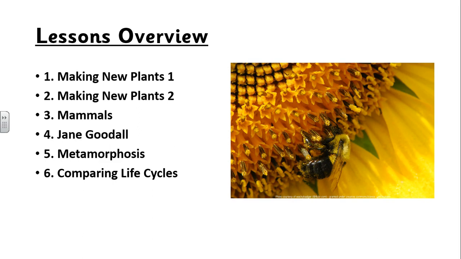We'll then move on to look at someone called Jane Goodall, and we'll find out who she was and what she found out about life cycles. Before moving on to metamorphosis, what it is and how that's a different type of life cycle. And finally, we'll compare the different life cycles that we've looked at, describing the differences in life cycles of a mammal, an amphibian, an insect, and a bird.